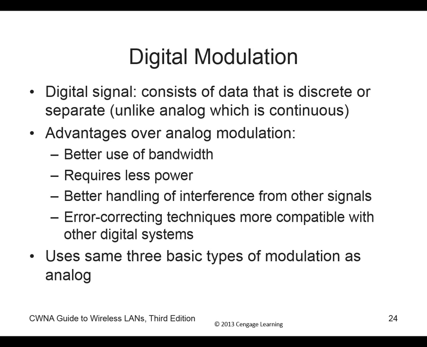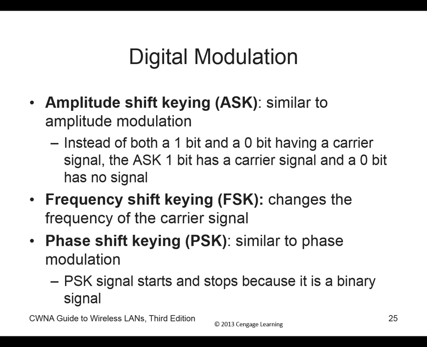You'll have less chance for EMI because with light you're only sending very short spurts of signals. You're not sending a continual signal that can be interrupted all the time, right? Error correcting techniques: I'm getting bits and chunks of information. It's easier to correct and auto resend, right? It uses the same modulation techniques as analog, but we have different ways of doing it.